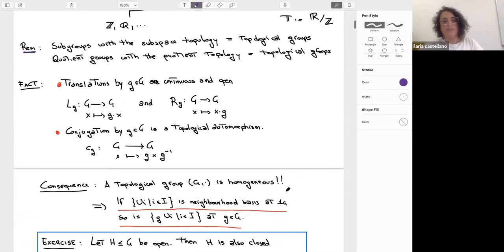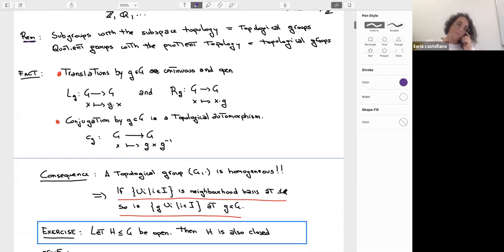A consequence is that a topological group is homogeneous. What does it mean? This means that if you look at a point in your group and you look at what is happening around this point, topologically speaking, then what is happening there is exactly the same as what is happening on some other point in your group. So each point has the same topological behavior.